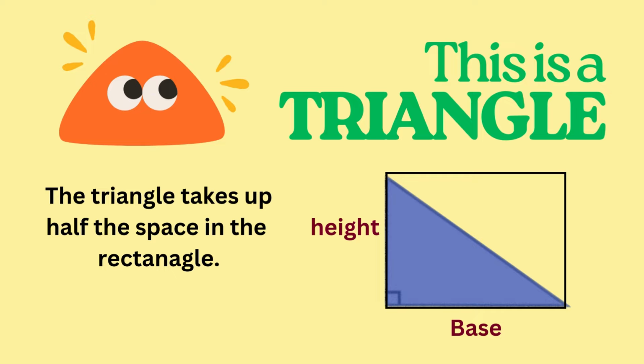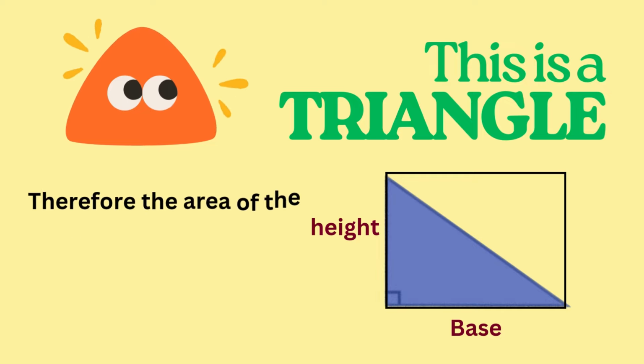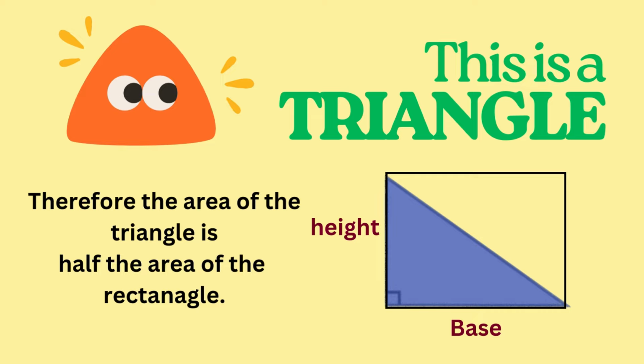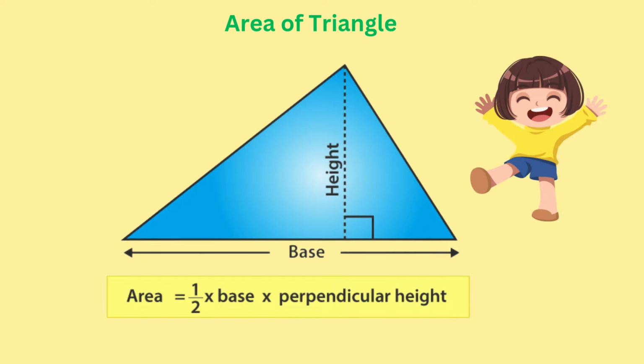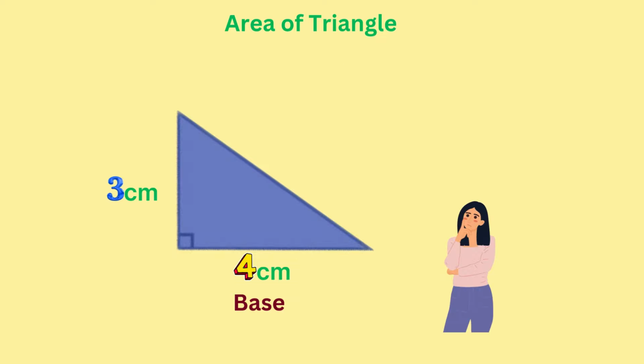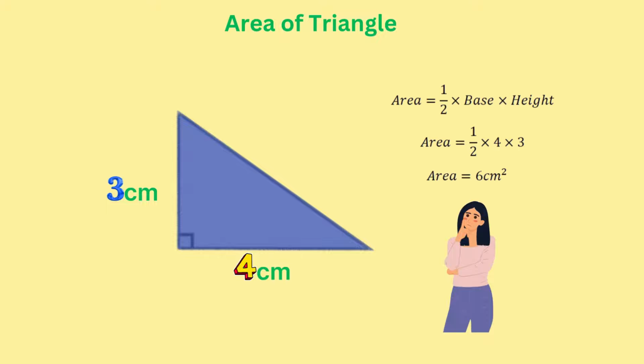So, to find the area of a triangle, we can use the area of the rectangle and divide it by 2. This gives us the formula for the area of a triangle, 1/2 times the base times the height. For example, if the base of the triangle is 4 centimeters and the height is 3 centimeters, the area is 1/2 times 4 times 3, which equals 6 square centimeters.